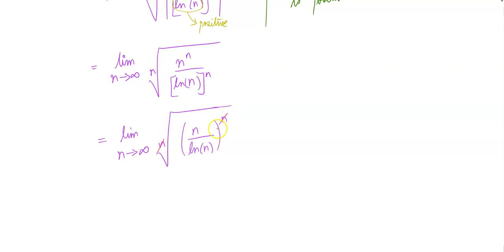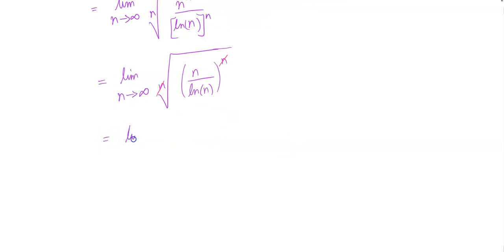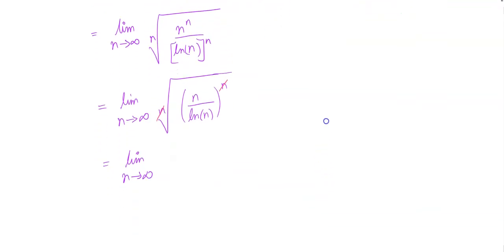And then you know that the root and the power will undo each other. That gives us the limit as n approaches infinity. So first we dropped the absolute value bars, and then we took the common power n and used that to undo the root n. That leaves us with n over ln n. Here you cannot divide by n yet. If you directly applied n approaching infinity, you'll get an infinity over infinity condition, which is indeterminate.